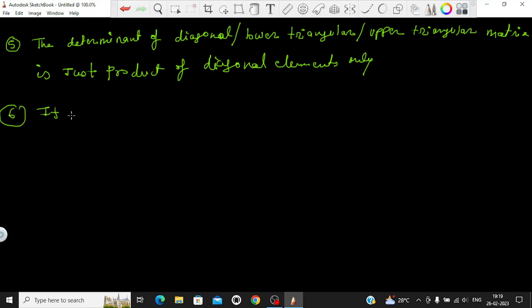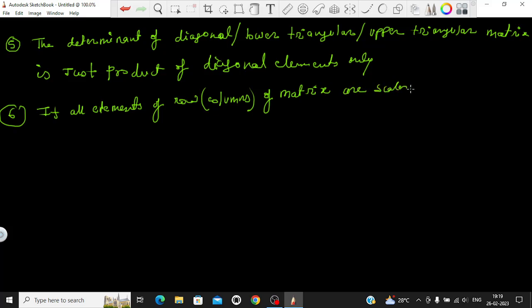So see here, if all elements of a row or column of a matrix are a scalar multiple of k, then the determinant of A will be a multiple of the scalar value k only. Okay, this is the property.